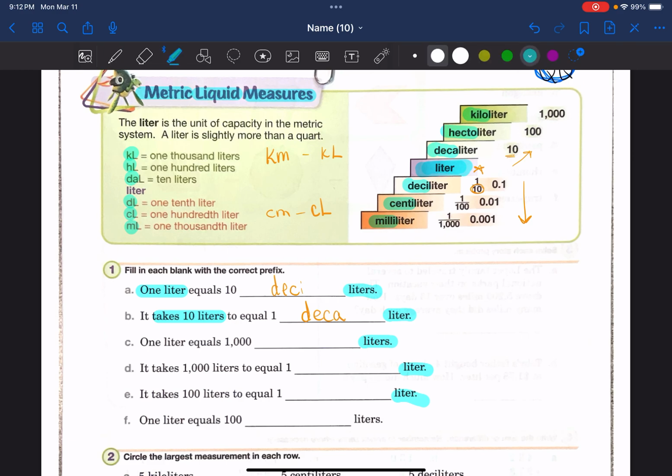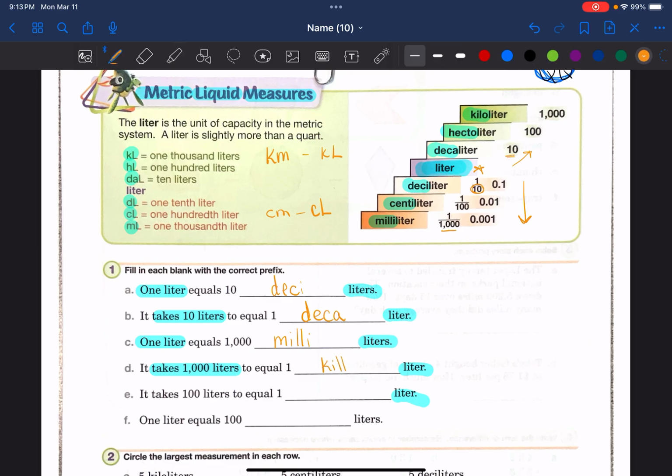Okay. Then we're back and it says 1 liter again. 1 liter means I'm going down because that's the most I can have is 1 liter. 1 liter equals 1,000 what? So you find your 1,000 and that's milliliters. Okay, on the opposite side of that, it takes 1,000 liters. So therefore we have 1,000 of them just to get to 1 what? So we're going up the scale.